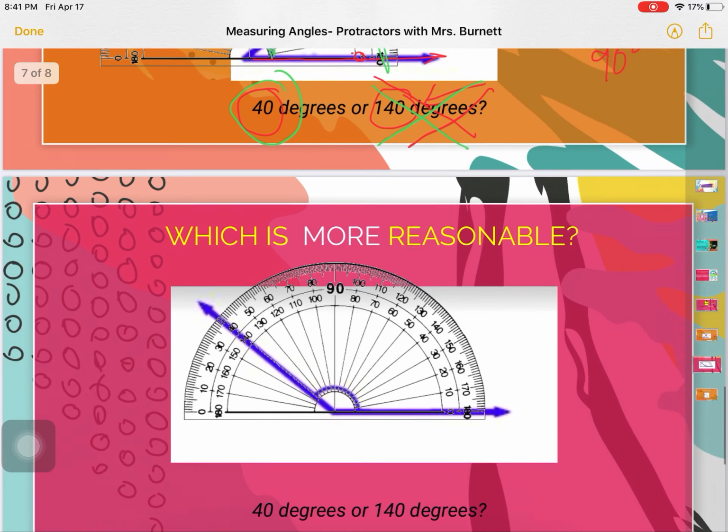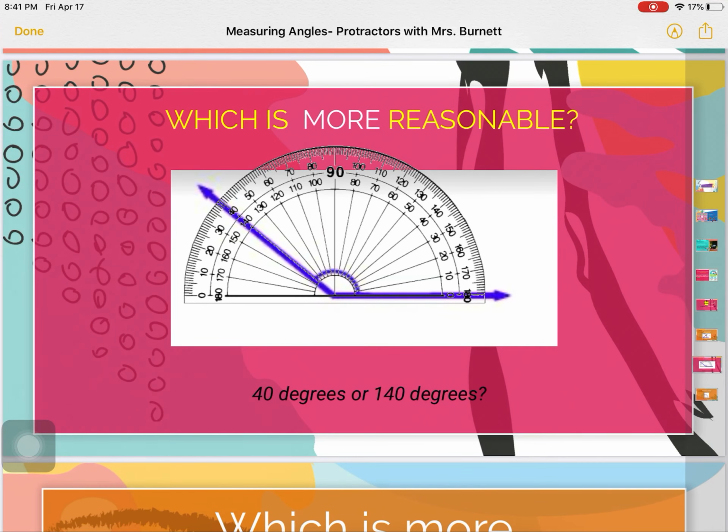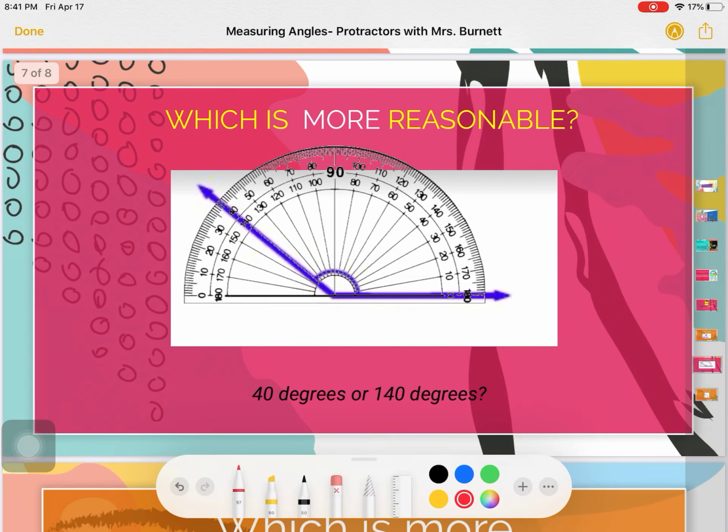So let's look at another one. Which is more reasonable to say? Is it more reasonable to say that this very large angle is 40 degrees or 140 degrees? And if you're wondering where I'm getting these numbers from, when the angle opens up, it lands over here and I look at the two measurements, 40 or 140. And to me, it's definitely looking obtuse. So it's more reasonable to say it's got to be the 140-degree angle.